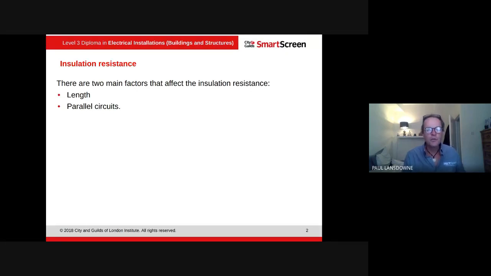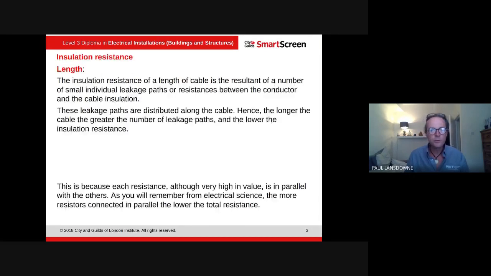So going back to our good old fashioned electrical science that we looked at, obviously when we increase the length of a copper cable or any conductor, we increase the resistance, but we're also going to increase the possibility of leakage.